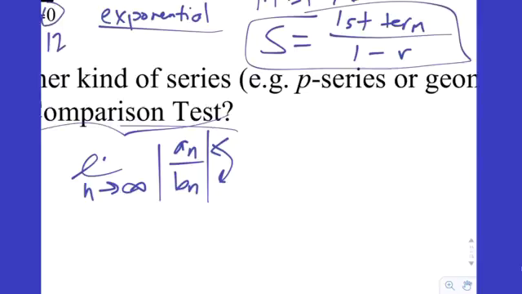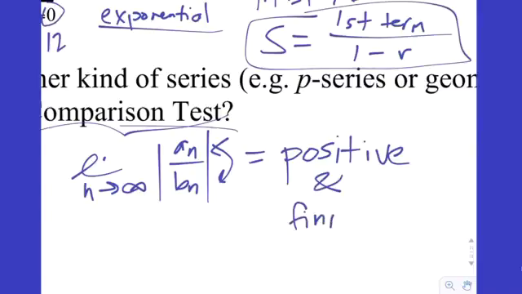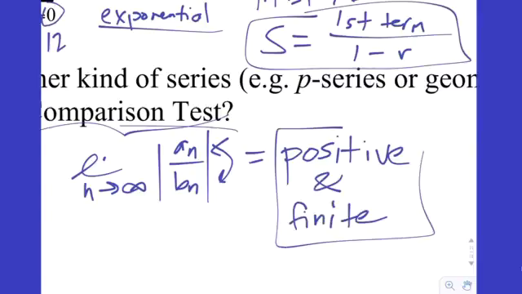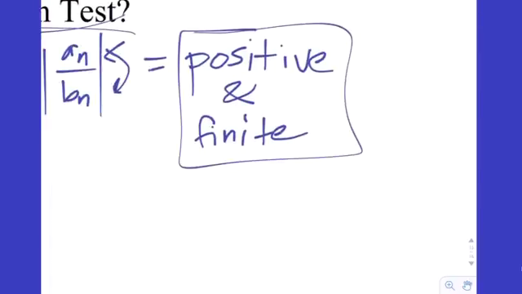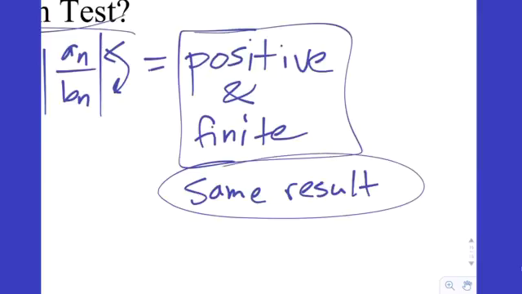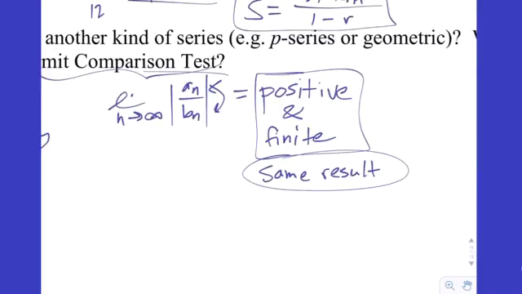It's not less than 1. It has to equal what? Positive and finite. That was the result. It could be any number. This is the only one where the limit doesn't have to be less than 1 because you're introducing a separate function. As long as it's positive and finite, they have the same result. So it is easy to get them confused. They either both converge or they both diverge.